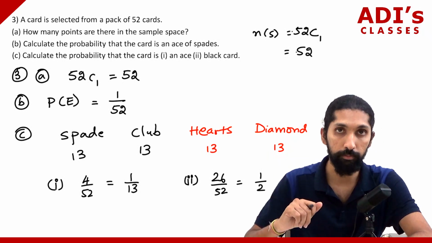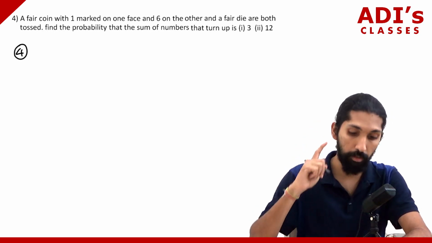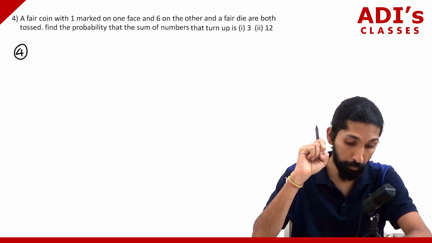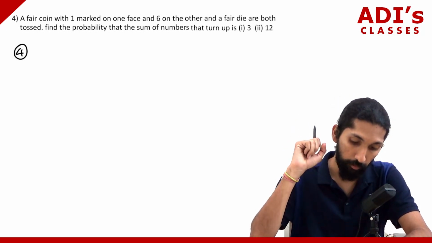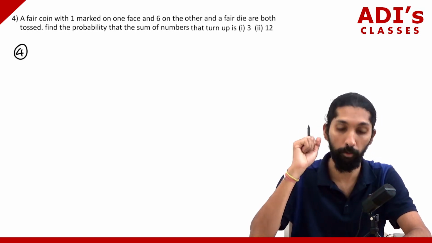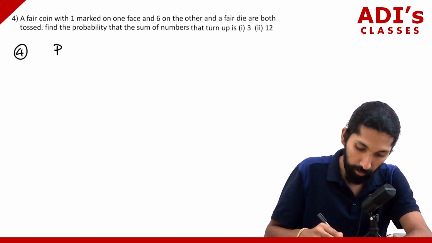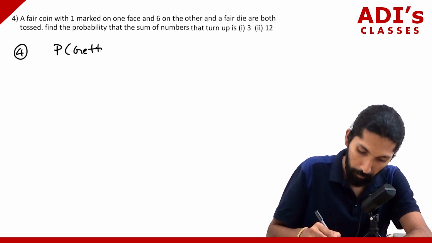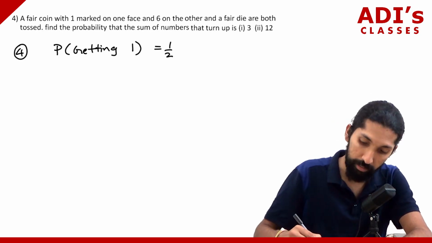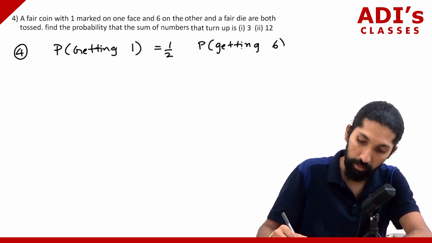And now let's do the fourth one. See the fourth one. A fair coin with 1 marked on one face and 6 marked on the other and a fair die are both tossed. Okay. Find the probability that the sum of the numbers that turn up is 3. Okay. See, for the coin, we can say that probability of getting 1, this is half, correct? And same way, probability of getting 6, this is also half.